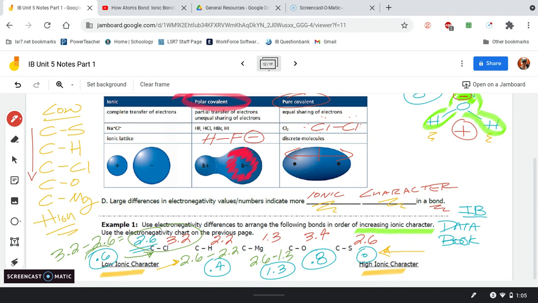Maybe they ask you which one has the most ionic character, or which one has the least. You could do the same thing. Obviously this would be the least, and this would be the most. These are the kind of questions you could see with ionic character. Once again, it's a kind of silly vocabulary term, which is just like asking which of the chemicals has the biggest difference on that chart. So not a hard question if you understand the vocabulary.